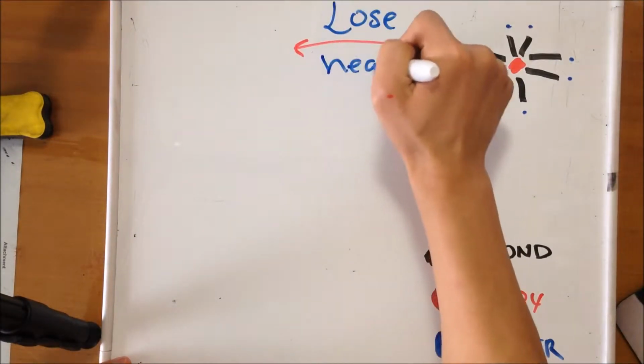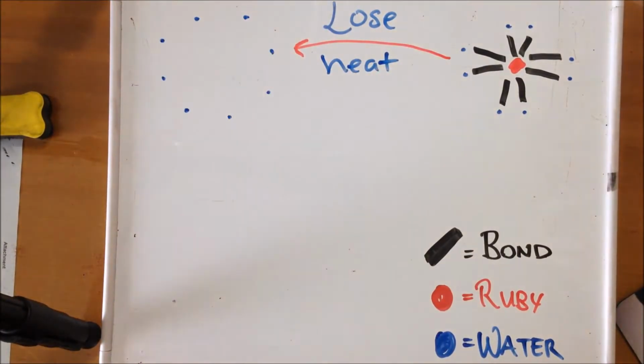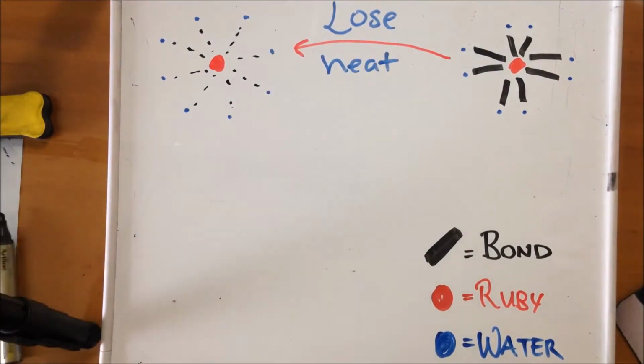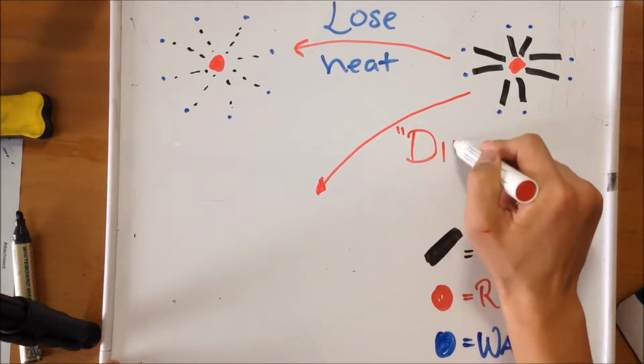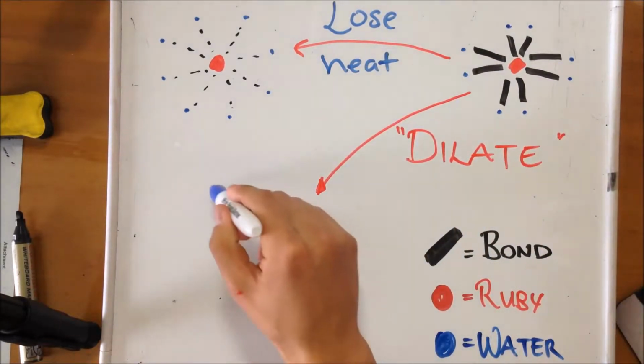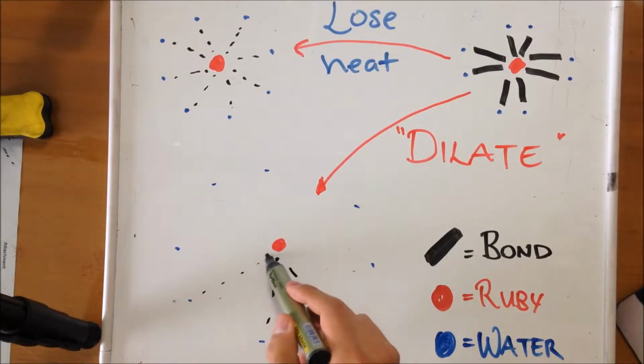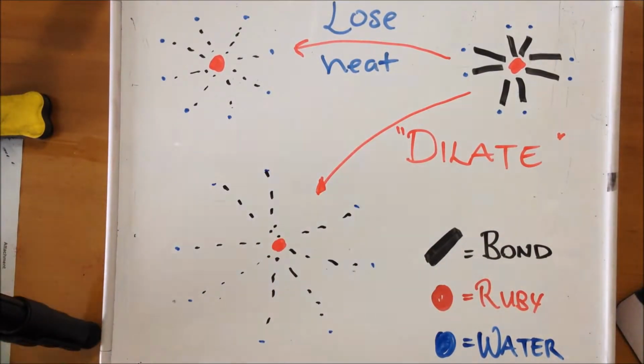Now, deep inside the Earth, this generally happens in two ways. One, by losing heat energy, and thus the water particles cannot hold on to the mineral anymore. Or two, by dilation. What I mean by that is increased volume, which means a decreased pressure, and so again, water particles don't have enough energy to hold on to the mineral.